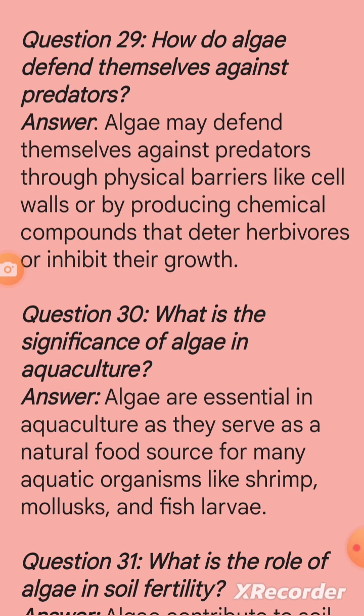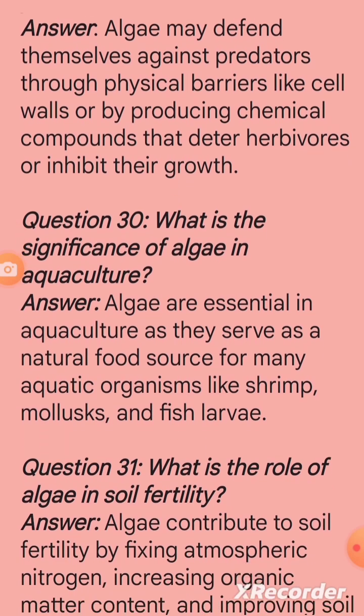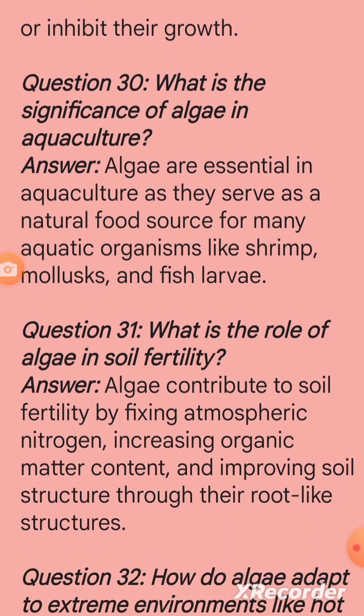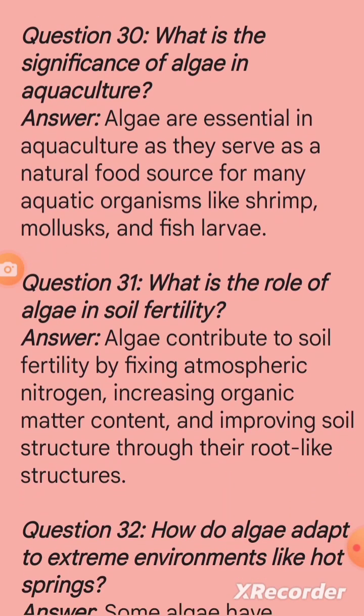Question 29. How do algae defend themselves against predators? Answer. Algae may defend themselves against predators through physical barriers like cell walls or by producing chemical compounds that deter herbivores or inhibit their growth.